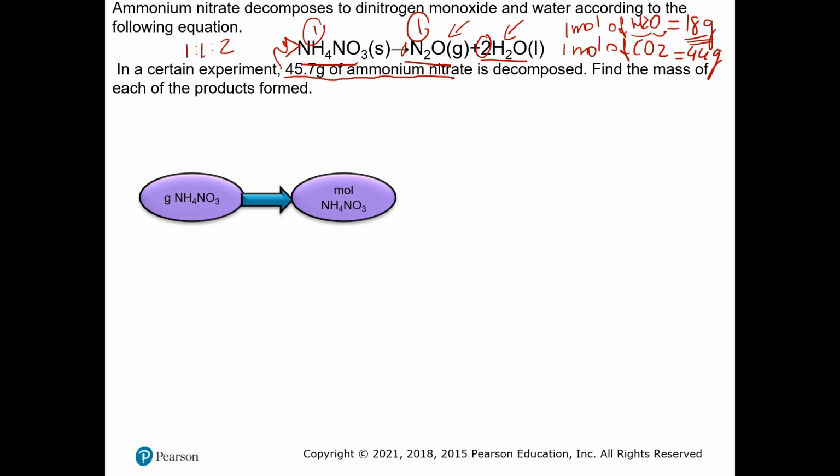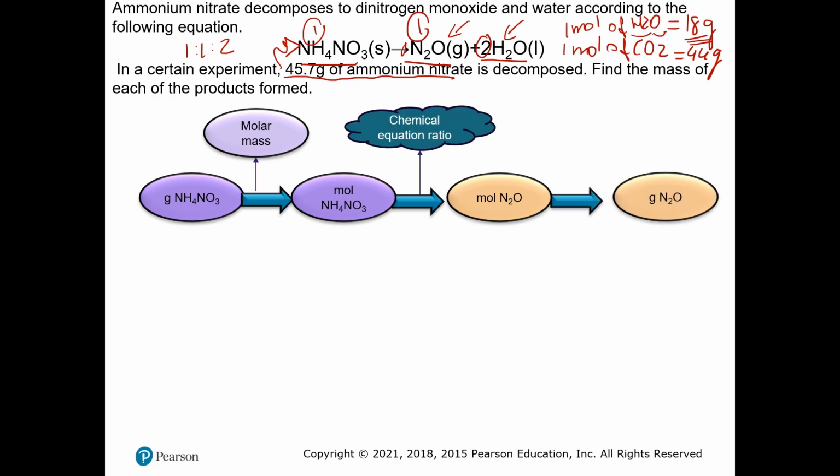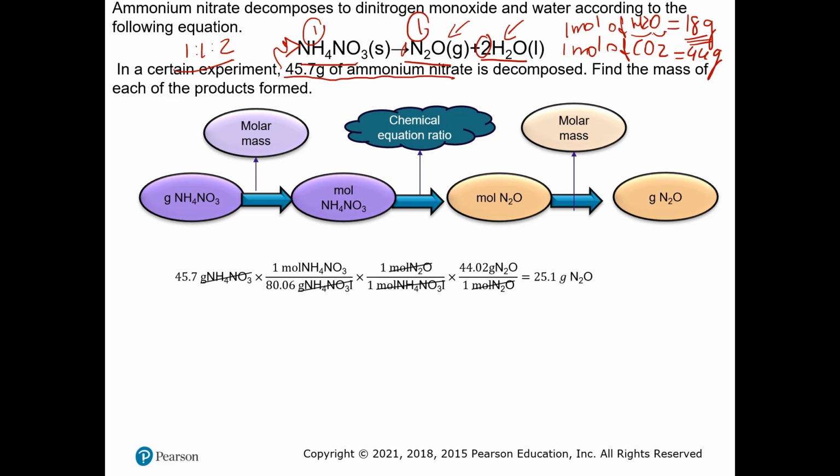To find moles, we need the molar mass, right? After we find moles, I need the moles of dinitrogen monoxide, so we're going to use the chemical equation ratio, the one that I just showed you over here. And then we can find the final mass using the molar mass. So we have 45.7 grams, and we have the molar mass. Why is it down here? Because I need to cancel this and have moles.